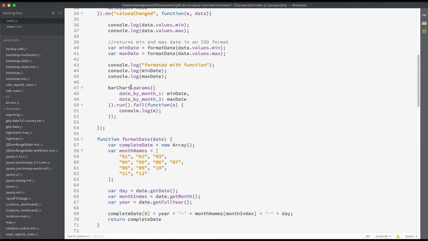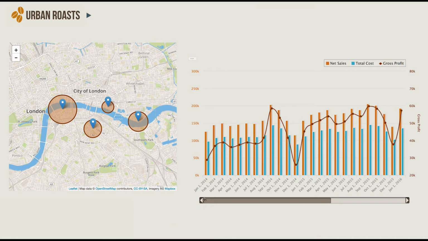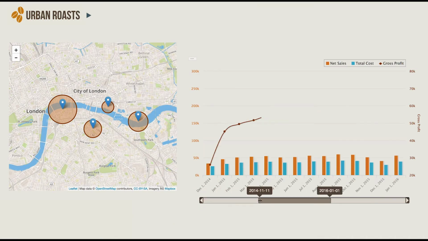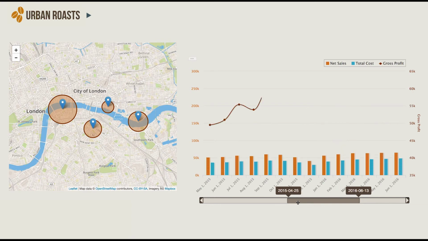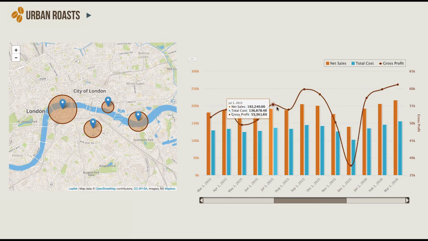Now it's simply a matter of passing the dates into our ad hoc view using .params and our date by month 1 and 2 filters within the visualize.js code structure. When we open the view, we now see that the date range slider successfully passes its values to the ad hoc view. And because we are working natively within the application's JavaScript, we can easily make changes to parameters on the fly.